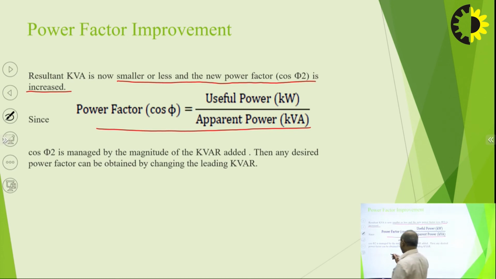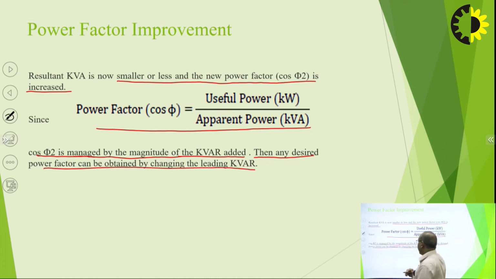So cos phi 2 is the new power factor after connecting the capacitor, and that is managed by the magnitude of kVAR added. That means how much reactive power we are adding in the system with the help of the capacitor. Then any desired power factor can be obtained by changing the leading kVAR. That means by changing the value of the capacitor, we can change the power factor as per our requirement or as per our desire.